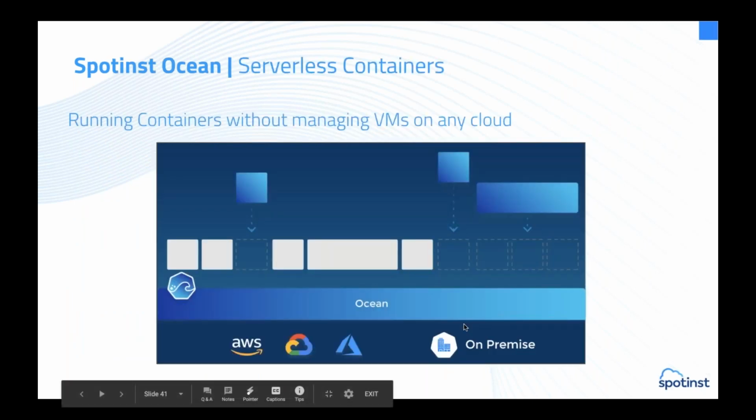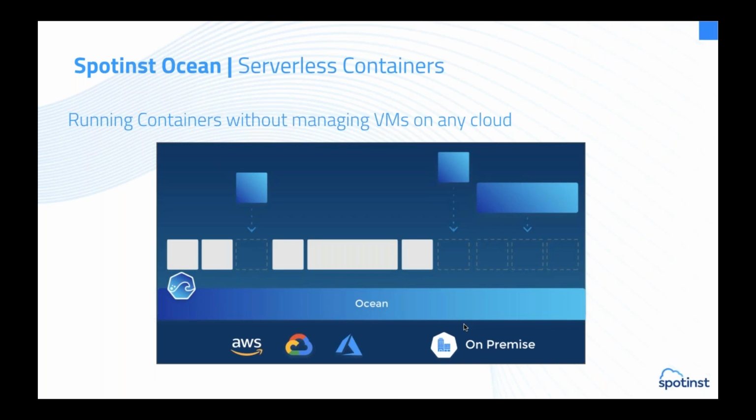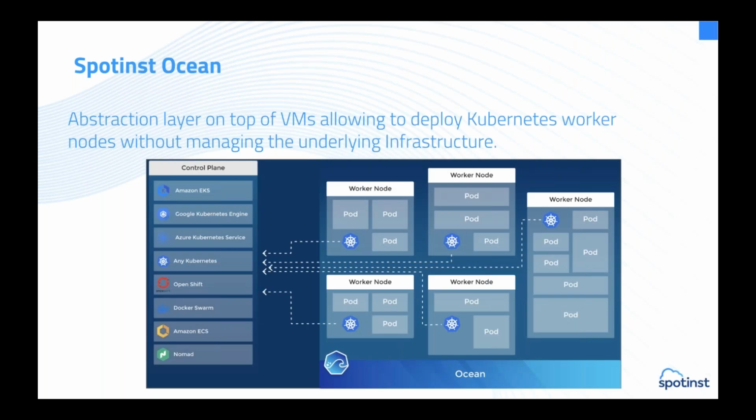So allow me to introduce Spotinst Ocean. Spotinst Ocean is our serverless container solution. Actually, it allows you to run containers without managing the VMs on any cloud. So it's serverless in the way that you don't need to manage your VMs, but you're still able to reach out to them and log into them and debug whatever you need. It's an abstraction layer on top of VMs that's allowing you to deploy Kubernetes worker nodes without managing the underlying infrastructure. And let's understand what it means.